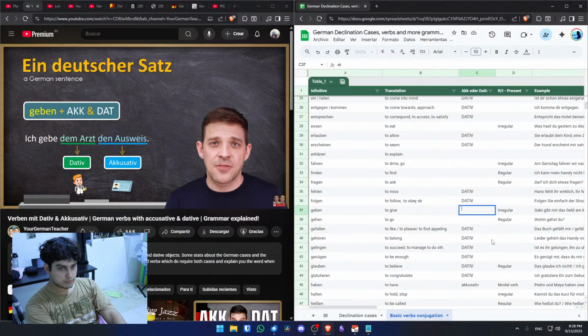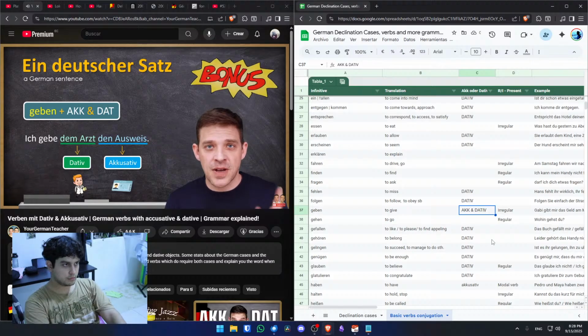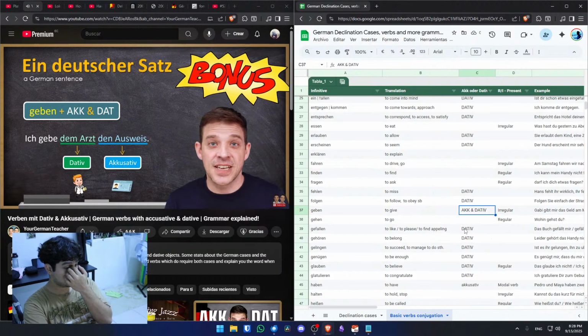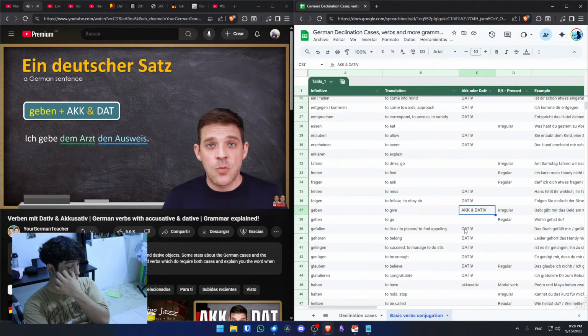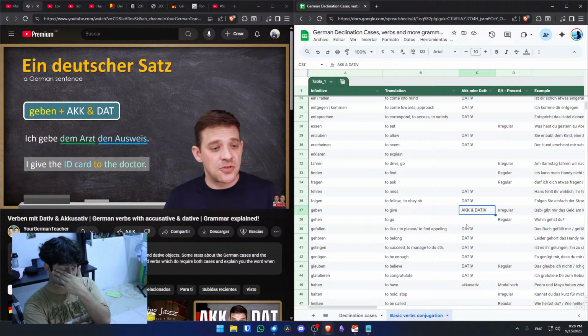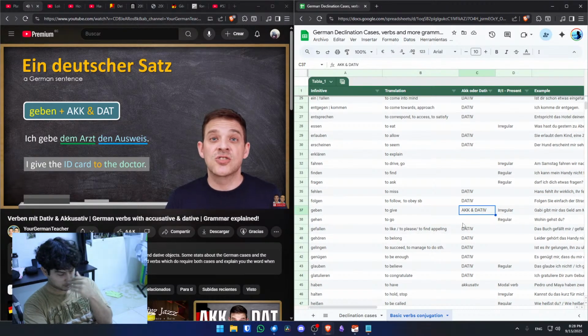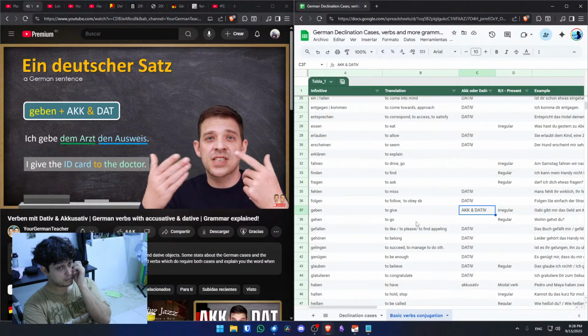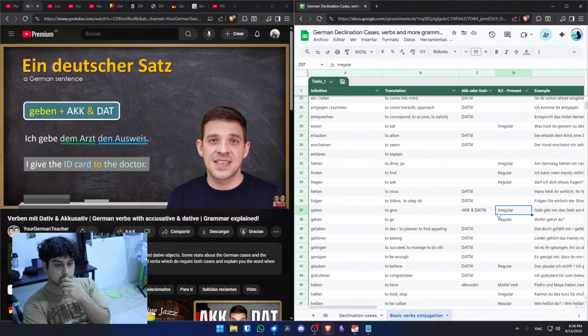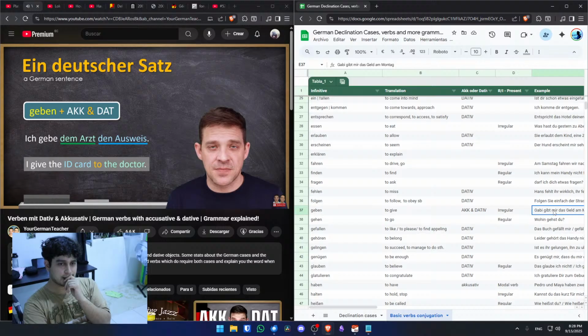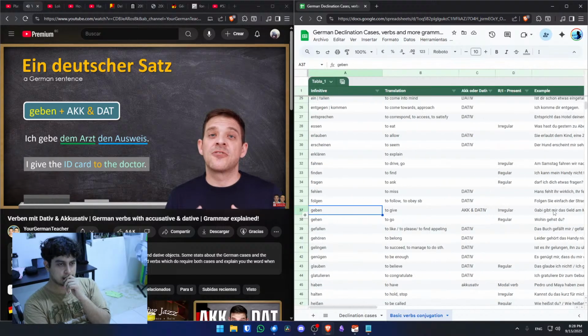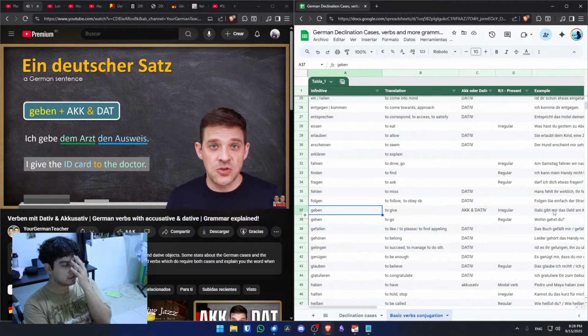Exception, what I said before and what I'm going to tell you later, there are some verbs which can have two accusative objects, but more about this later in the bonus tip. Now, when you translate this sentence into English, you could say, I give the ID card to the doctor. So this "to somebody", this "to" is the indirect object. And that's another way to kind of figure out which case you have to use.